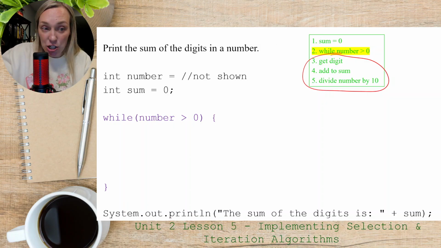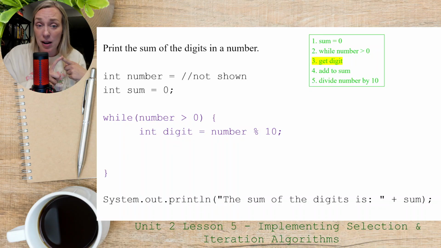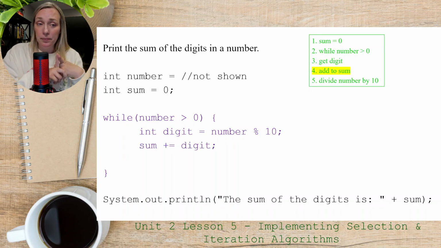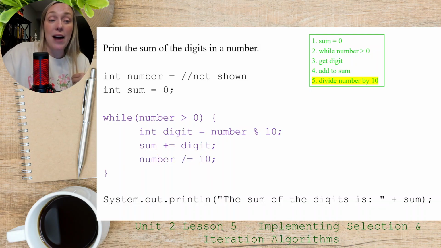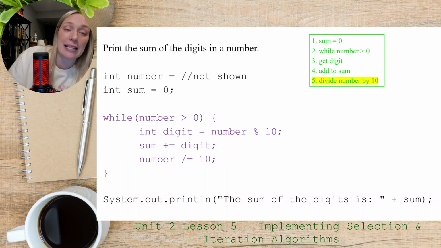I want to get the digit, and we said we get the digit by using mod. So I'm going to get the digit, number mod 10. Then I'm going to add that digit to sum, and then I'm going to divide that number by 10. Okay, those are the 3 steps I want inside that while loop.